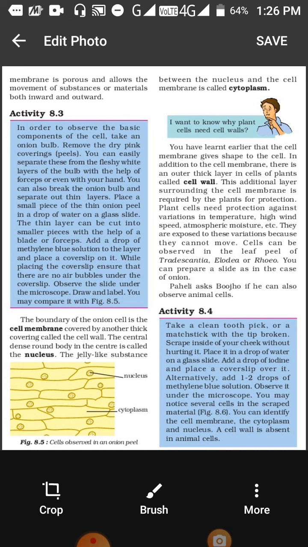If we observe activity 8.4, take a clean peel of any plant. They have shown the plant peel was taken in the earlier one. Here you have to take the inner lining of your mouth and study it under a microscope. Then we will see our mouth's cheek cells, that is from the inner side of the mouth, which can be just scraped, and when seen under a microscope, we will see it does not have a cell wall. So this is the main part in the structure of every cell.